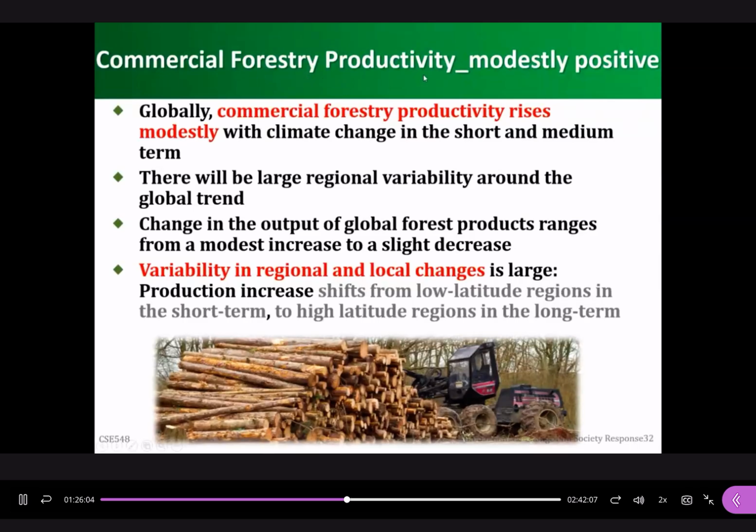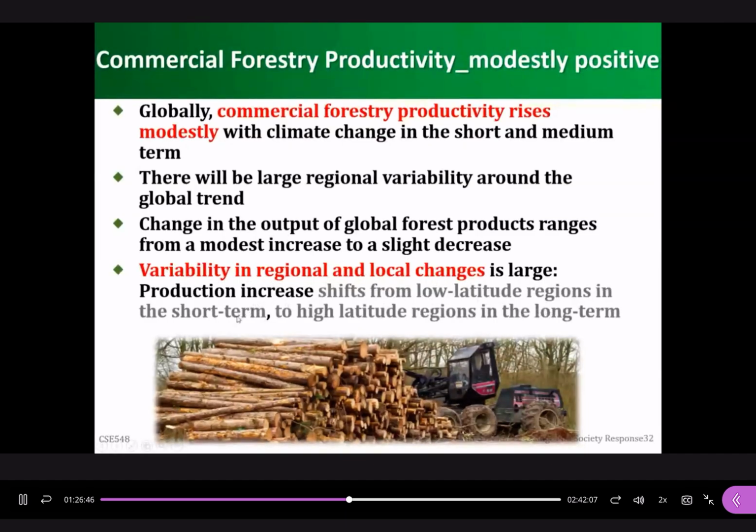So here is the forestry productivity. In general, in the short term or the midterm, the commercial forestry productivity will rise modestly. This is a modest positive effect, and there will be large regional variability. For different regions there will be a modest increase, and some regions may have a slight decrease. The variability in region and local changes is large.